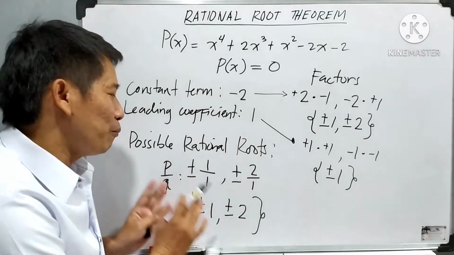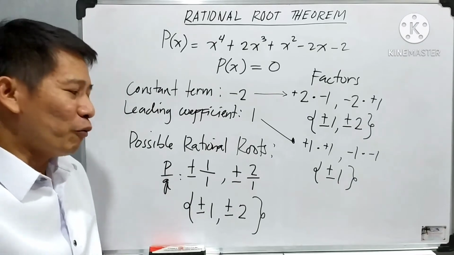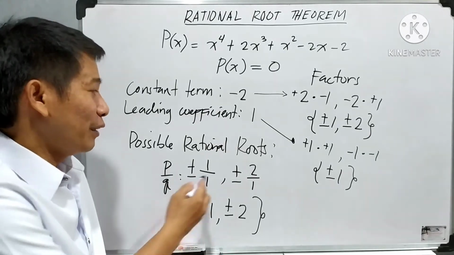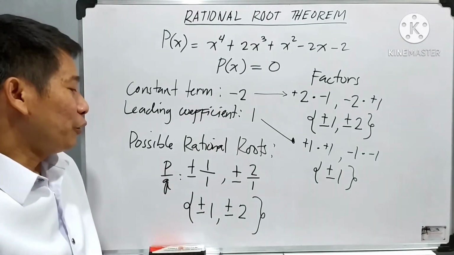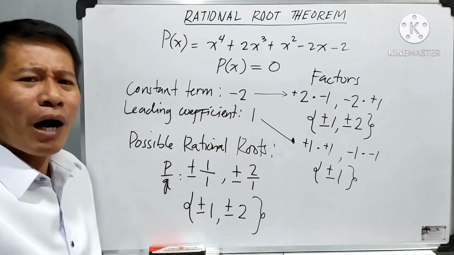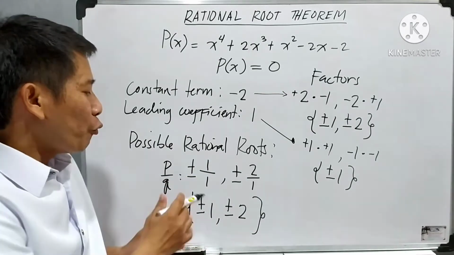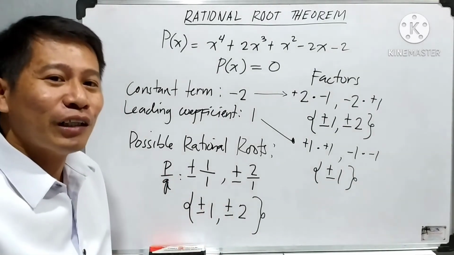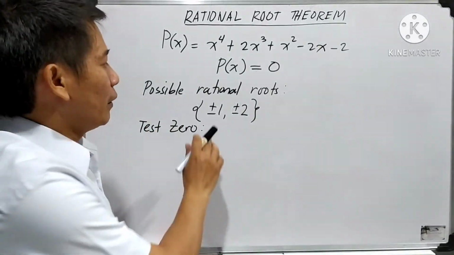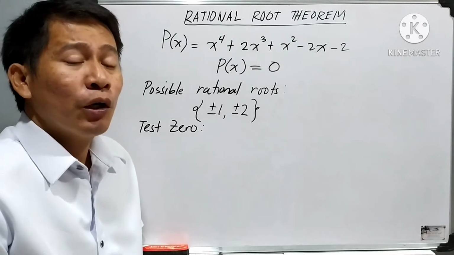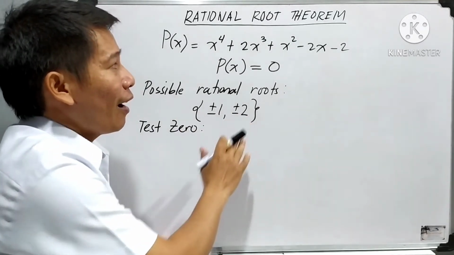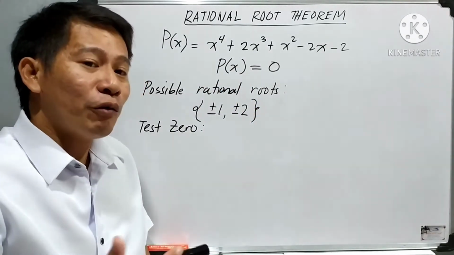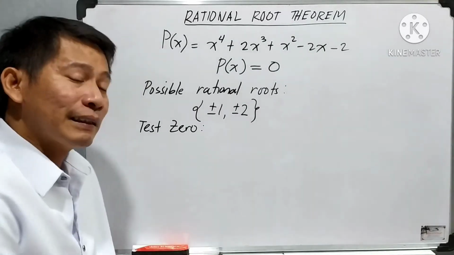Now, these are just possible rational roots. Maybe one of them, two of them, or maybe all of them, or none of them are the rational roots. So, these are the possible rational roots. Now, how are we going to determine which of these possible rational roots are the real rational roots of our given polynomial p of x? We will use the test 0. What is this test 0?